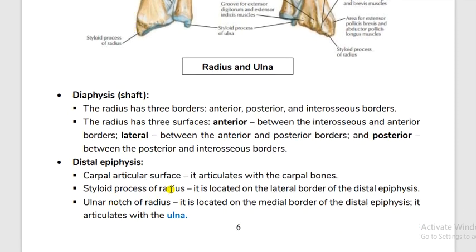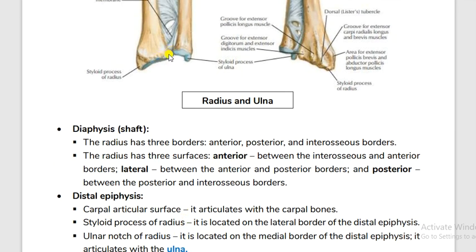And then there is the ulnar notch of the radius. The styloid process of the radius is located on the lateral border of the distal epiphysis, and the ulnar notch of the radius is located on the medial border of the distal epiphysis. It articulates with the ulna. This is the ulnar notch of the radius.